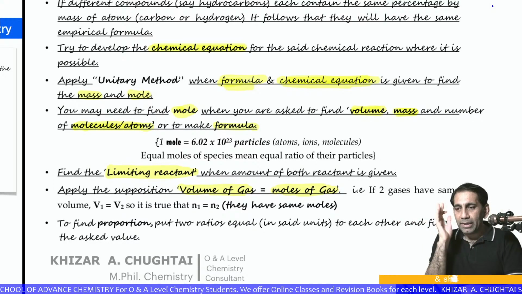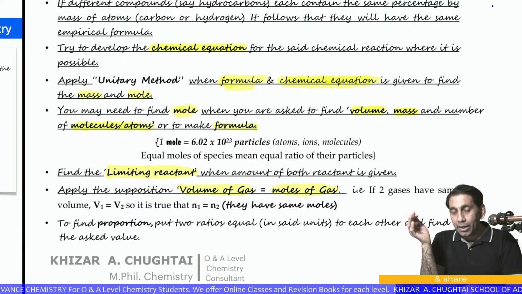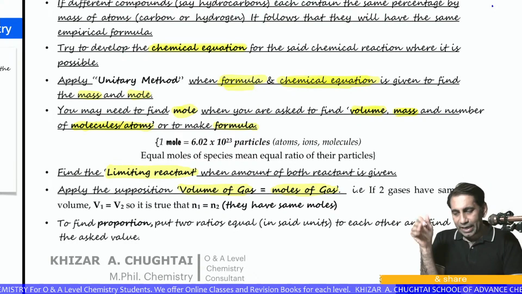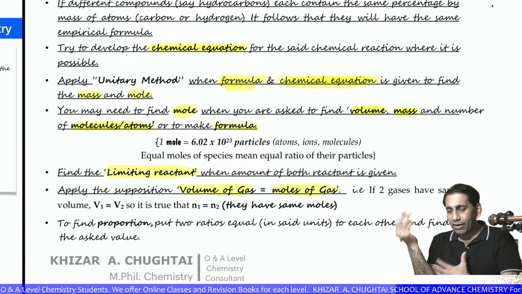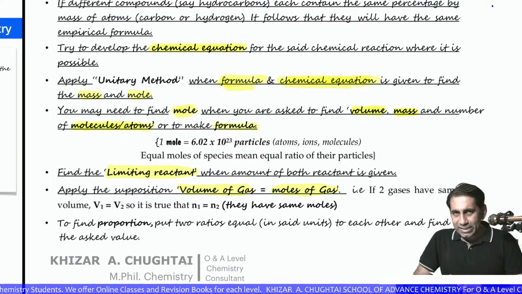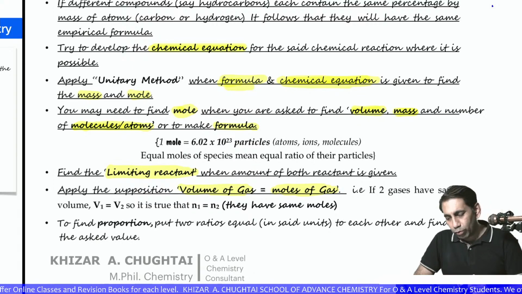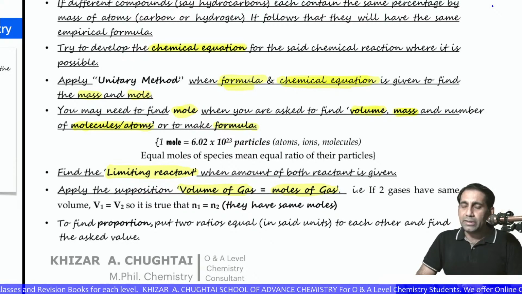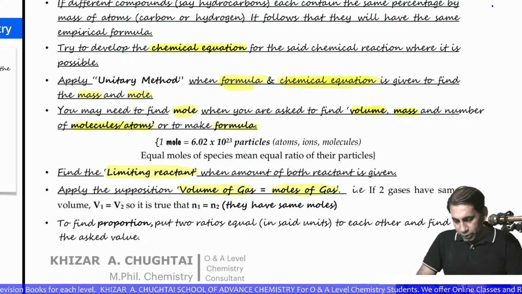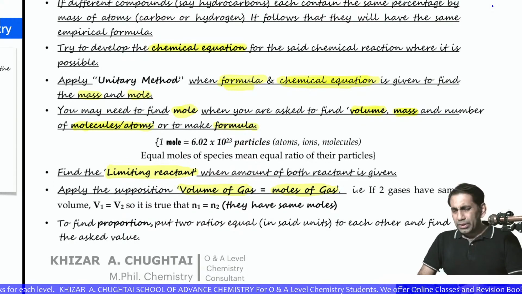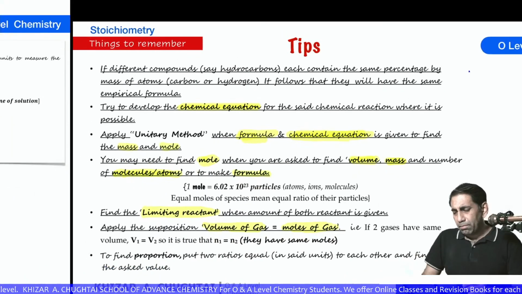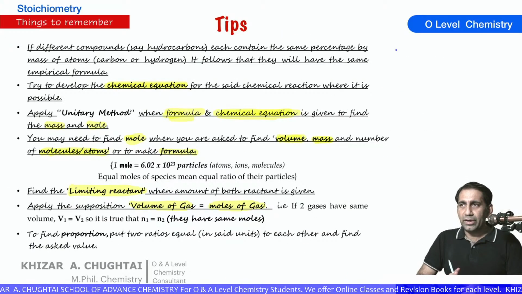I mean, same volume of gases at the same temperature, yes, it means that they have the same mole. And the reverse is also true. If the moles of the gases are the same, if three gases are present at room temperature in equal mole, it simply means they have the same volume, and so on. So these are the main tips to solve the different stoichiometric calculations.